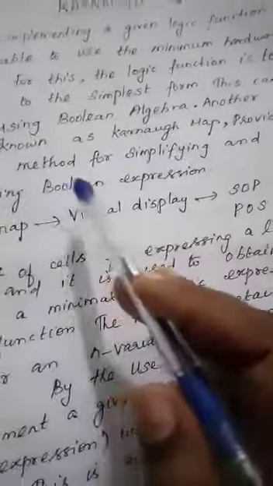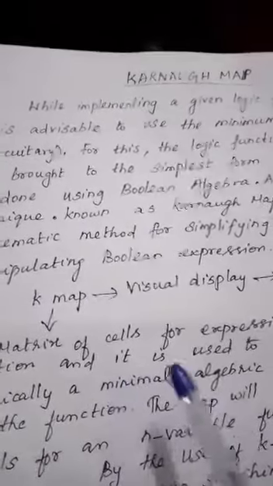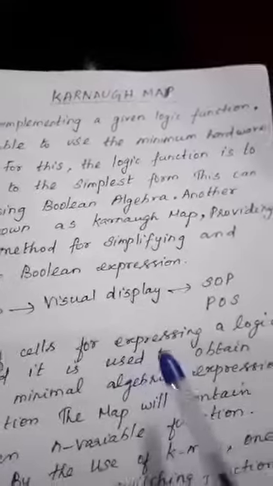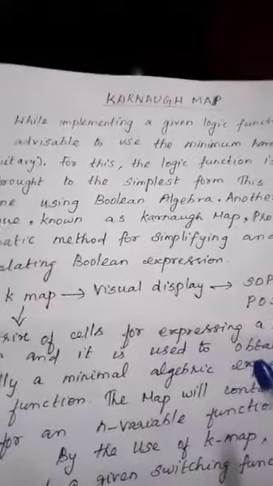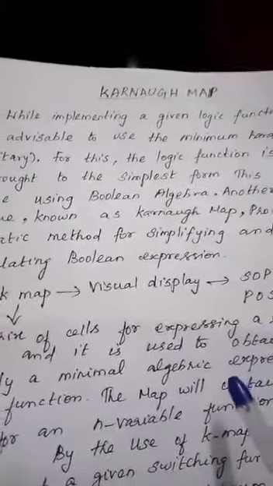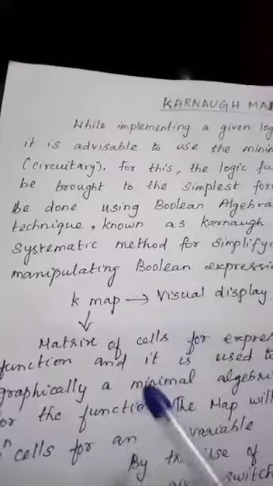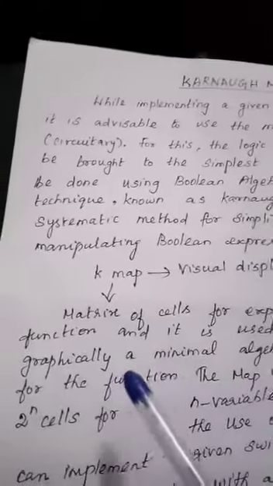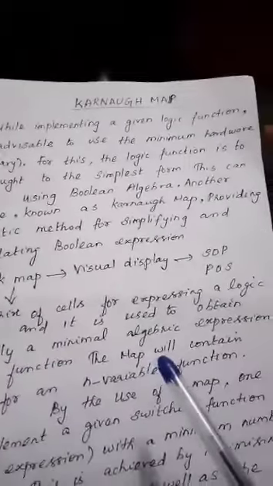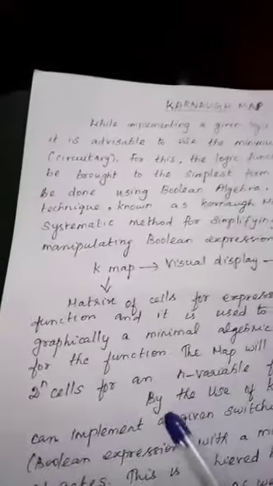Another systematic method for simplifying and manipulating Boolean expressions is known as the Karnaugh map. Here, the Karnaugh map can give a visual display for the sum of products and product of sums. Sum of products is known as SOP and product of sums is known as POS. The Karnaugh map has a matrix of cells for expressing a logic function, and it is used to obtain graphically a minimal algebraic expression for the function.